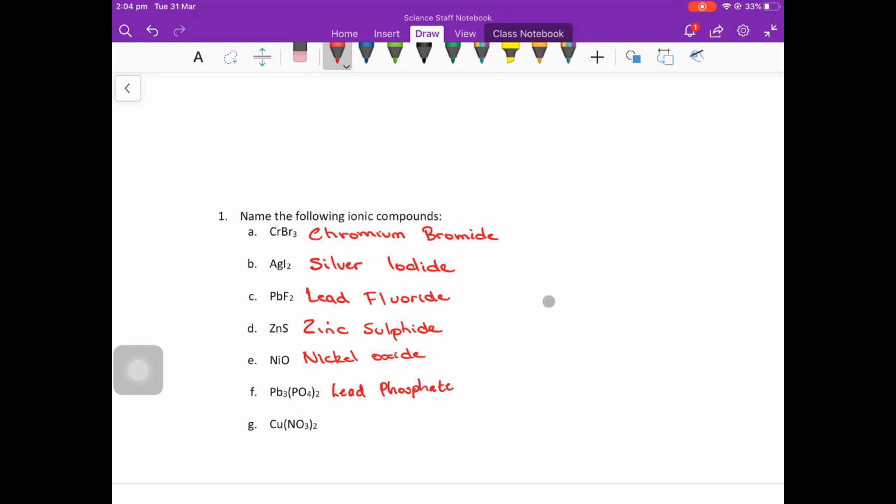We've got something interesting happening here. Note that I didn't change the ending of phosphate to IDE. The phosphate polyatomic ion is already named correctly on the list of polyatomic ions that you received, so it's always going to be ATE. It doesn't need to be changed. Let's have a look at the final example. Again, we see another polyatomic ion. This one's nitrate. The cation is copper, and the anion is nitrate.